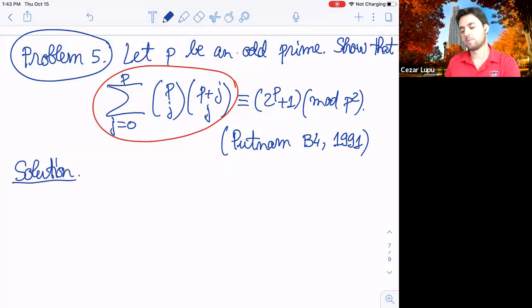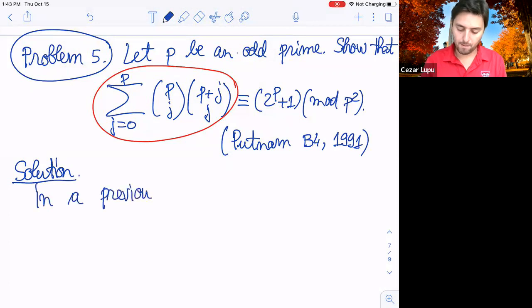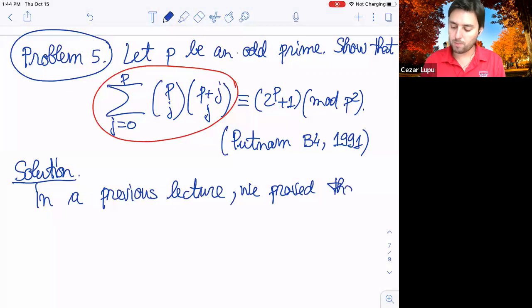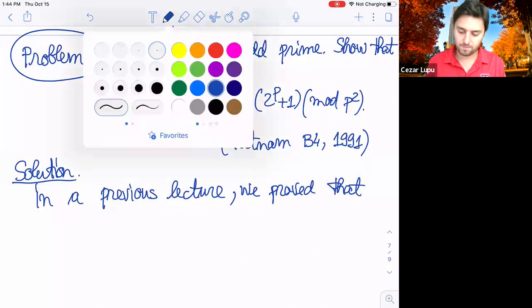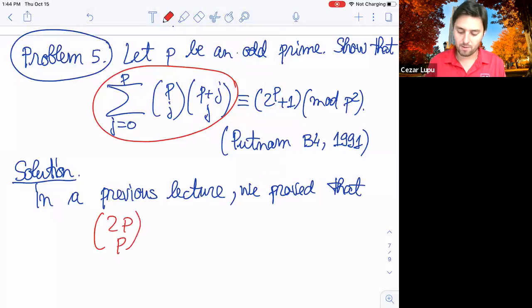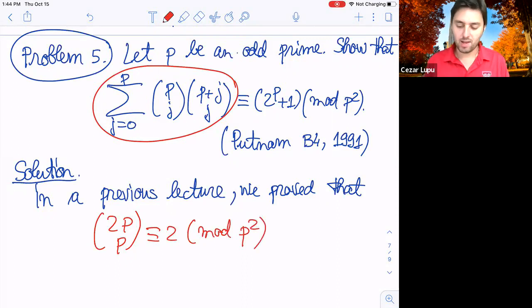So, solution. In a previous lecture, we proved that, and I'm going to write it in this way. What did we prove? We proved that for a prime number, 2p choose p minus 2 is divisible by p squared. Remember that thing? So we proved this. Do you remember? Anyway, that was our first lecture in number theory, that 2p choose p is congruent with 2 mod p squared. So this was proven, and we would like to use this. And we're going to do the following.